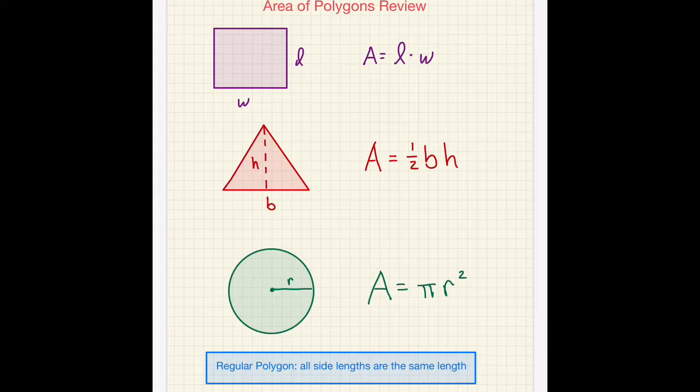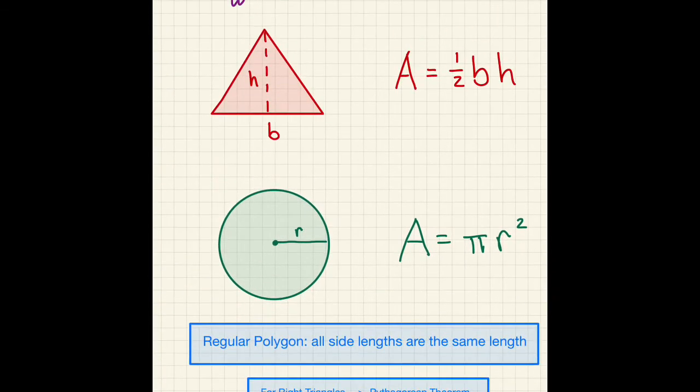So just real quick, starting with some basic ones, we've got a rectangle here. The area of a rectangle is going to be length times width, so that's just side times side. Then moving down below to the triangle, the area of this triangle is going to be 1/2 base times the height. And then for the circle, area is going to be pi r squared. And then I wanted to review a couple of things down at the bottom.